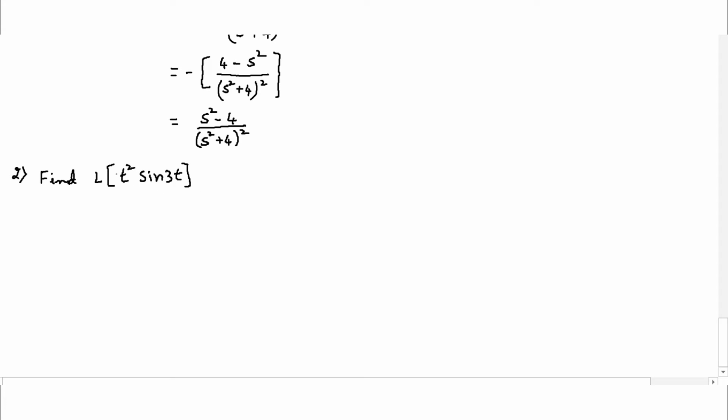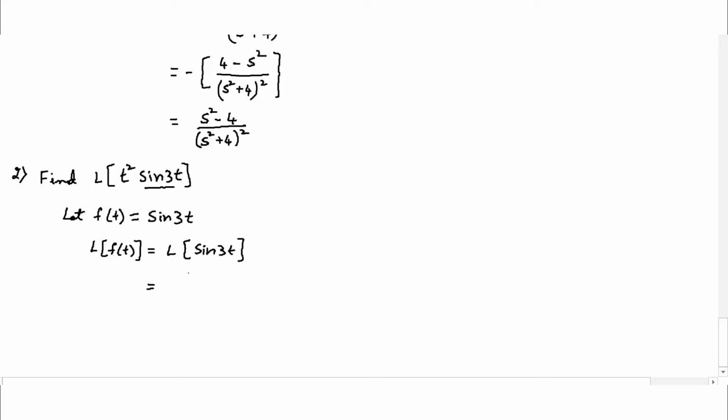So I'll just try to follow the same procedure that I have done in the previous example. It is in the form of t power of n into f of t. So first I'll take the value of f of t. So let f of t be equals to sine of 3t. So find out the Laplace transform of this one. Laplace transform of f of t is nothing but the Laplace transform of sine 3t.